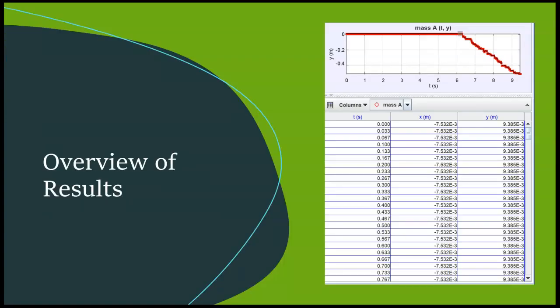Here is the overview of the results. In the time it takes from the top of the slinky to get to the bottom of the slinky, which is roughly 6.2 seconds, the bottom of the slinky stays stationary. However, after the slinky collapses, the bottom of the slinky falls along with the entire slinky.